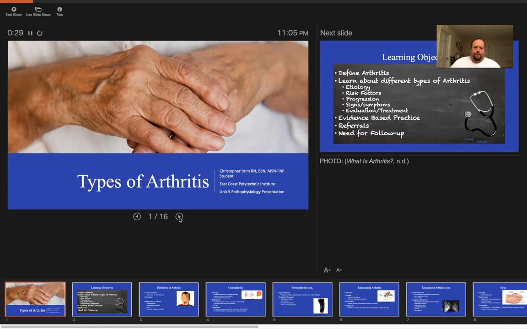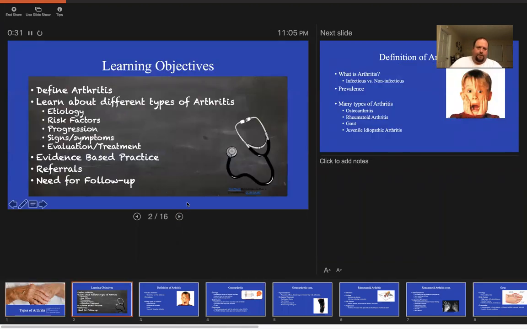All right. So our learning objectives are to define arthritis and learn about different types of arthritis, their etiology, risk factors, progression, signs and symptoms, and how we would treat and evaluate these patients. We will give some evidence-based practices that help in treating these patients, as well as referrals, who we would refer these patients to, and the need for follow-up.